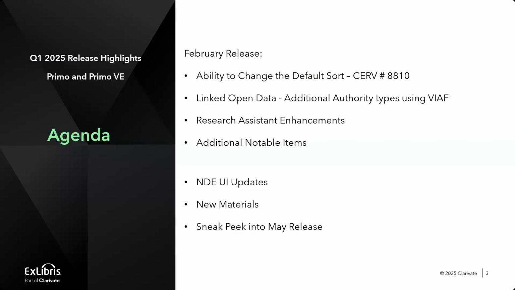The next enhancement in February is in the linked open data. Until now, linked open data included bibliographic records whose headings are linked to LC, Library of Congress authorities. We're going to enhance it and include many more authorities using the VIAF, Virtual International Authority File. We have a few great enhancements for Research Assistant, which we'll review shortly, and a few more additional notable items.